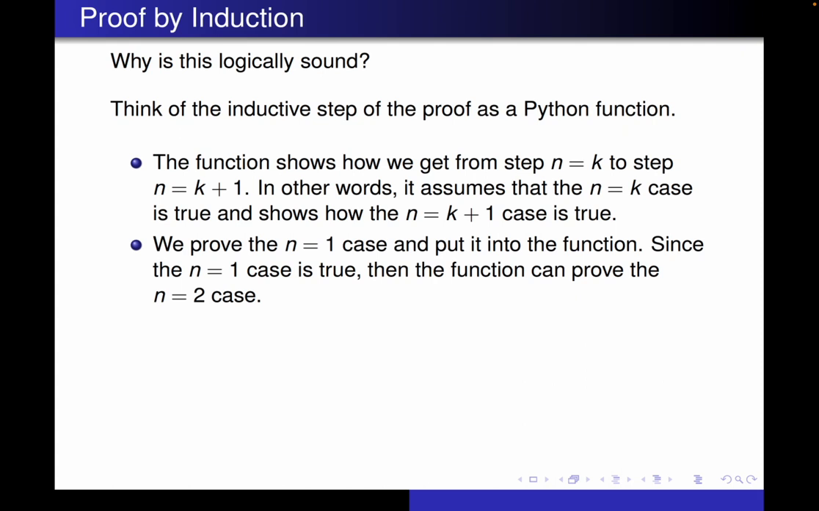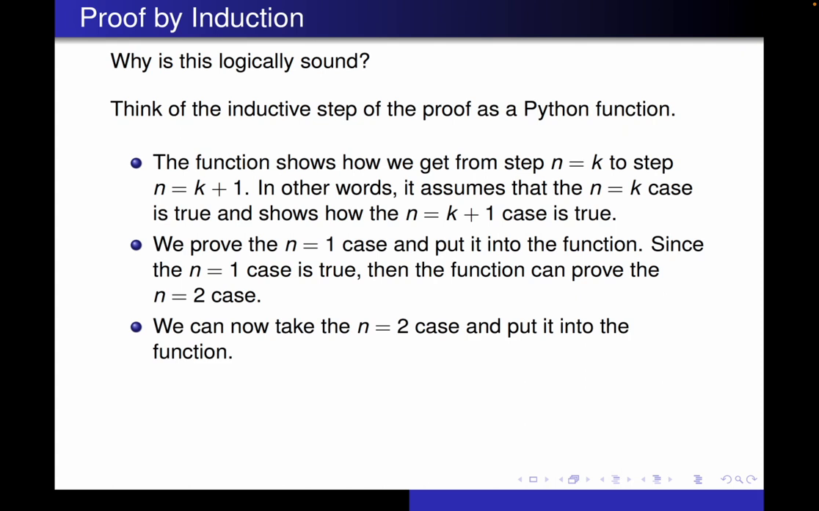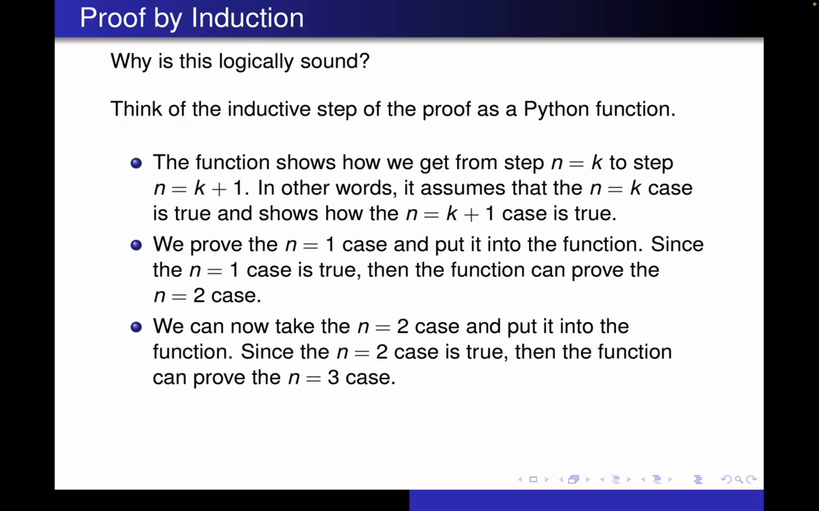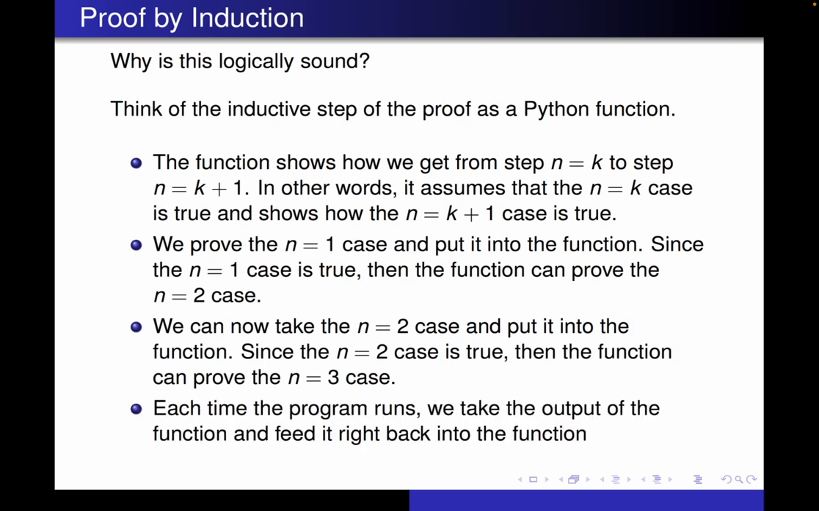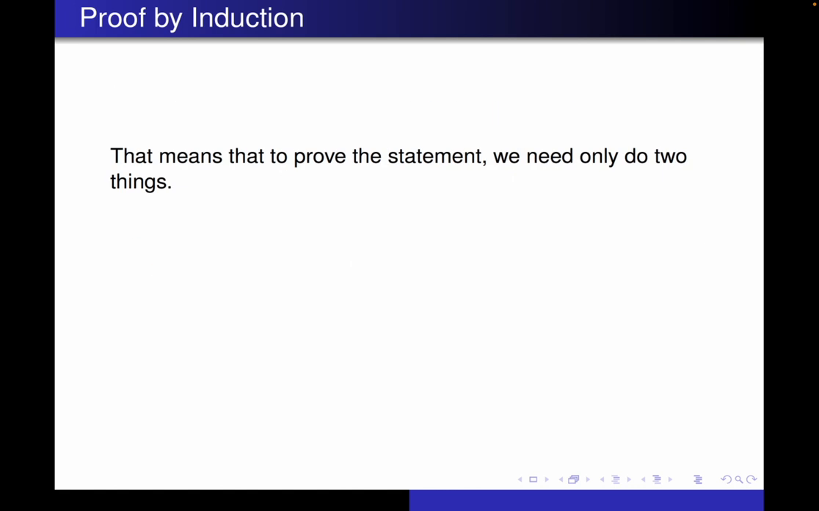Now, once we've proven that the n equals 2 case is true, we can feed that right back into our function. Since the n equals 2 case is true, the function will tell us why the n equals 3 case is true. And then, now that we know the n equals 3 case is true, we put that into the function that tells us why the n equals 4 case is true. And we just keep on going. Each time the program runs, we take a case that we just proved and put that into the function, and it proves the next case for us. So if we let this function continue to run, it will prove every single case in this way.